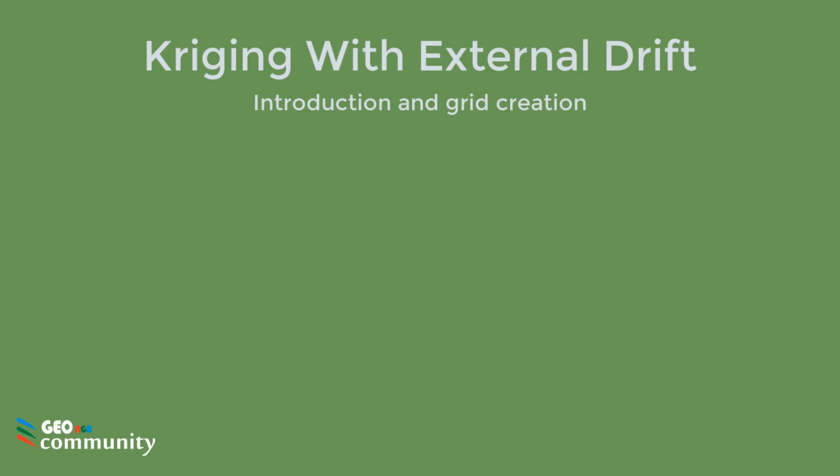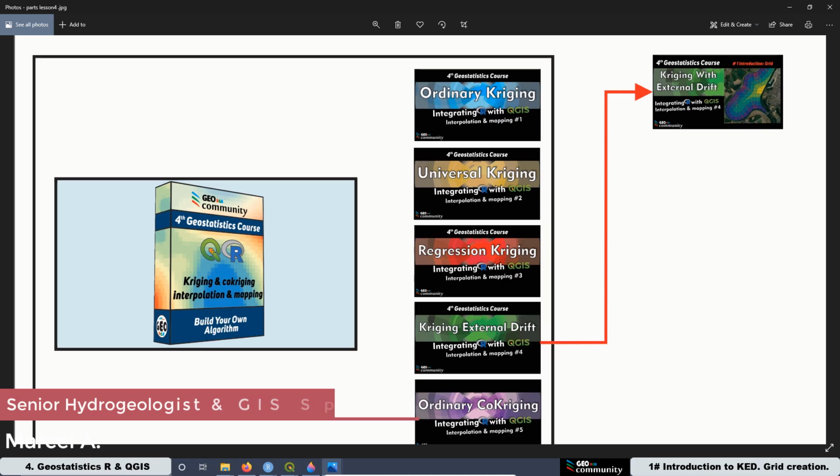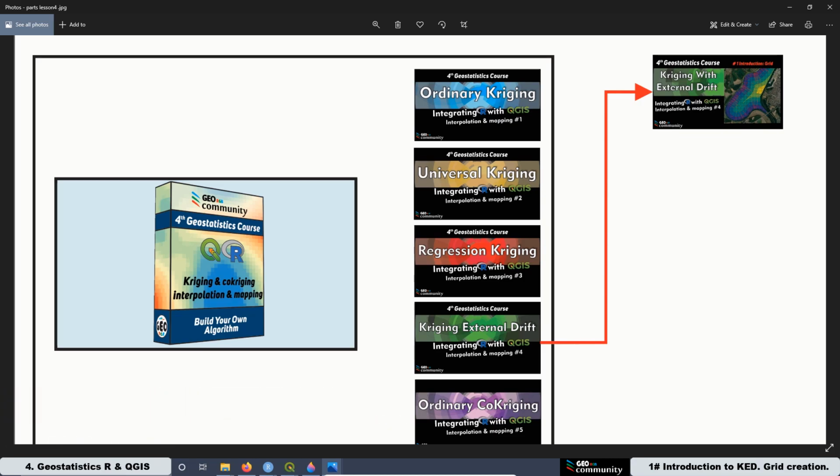Kriging with external drift. Introduction and grid creation. This is the fourth Geostatistics course about Kriging and Cokriging interpolation and mapping. As a part of this fourth Geostatistics course, you have already available the following lessons: Ordinary Kriging, Universal Kriging, and Regression Kriging. Actually, we are working on the Kriging with external drift.